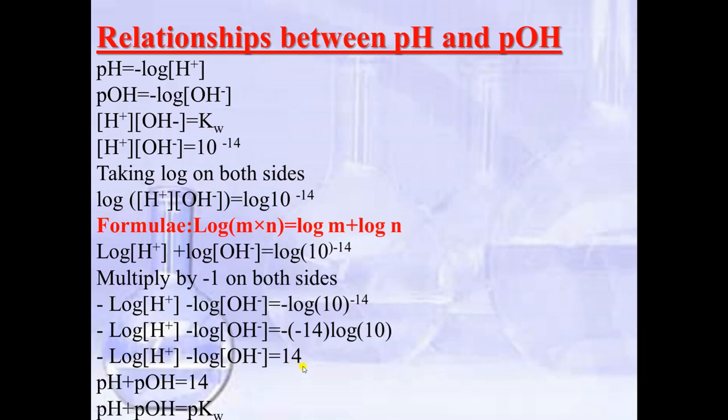Now minus minus will become positive, and log of 10 is equal to 1, so it will be equal to 14. Now what is the formula of minus log of H positive ion? It is equal to pH, and minus log of OH negative ion is equal to pOH, which is equal to 14. So here we can write this equation, pH plus pOH is equal to pKw. So this is a relation between pH and pOH. You should know this formula for the numericals.